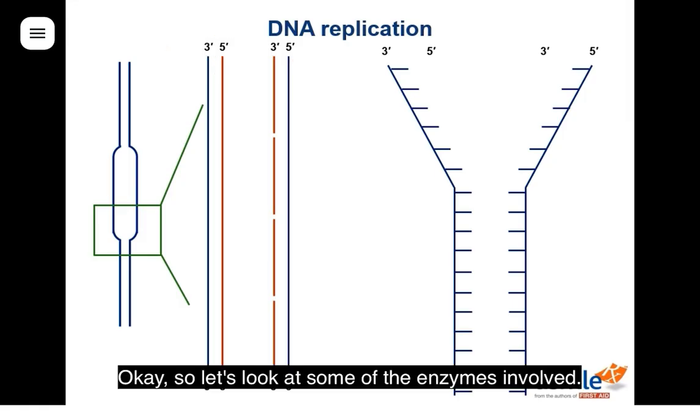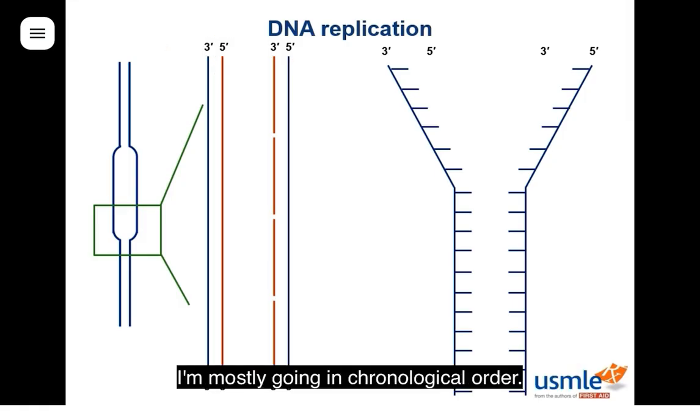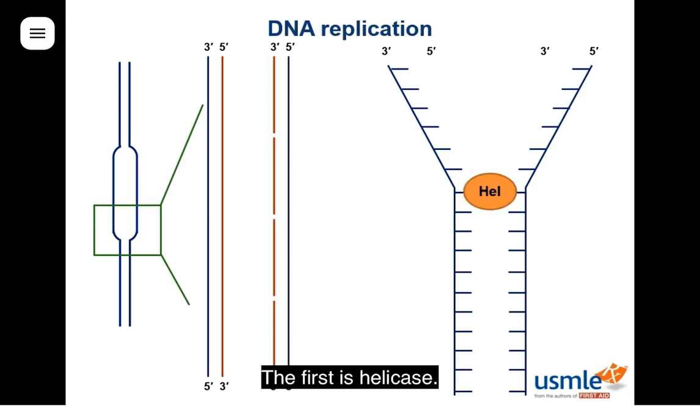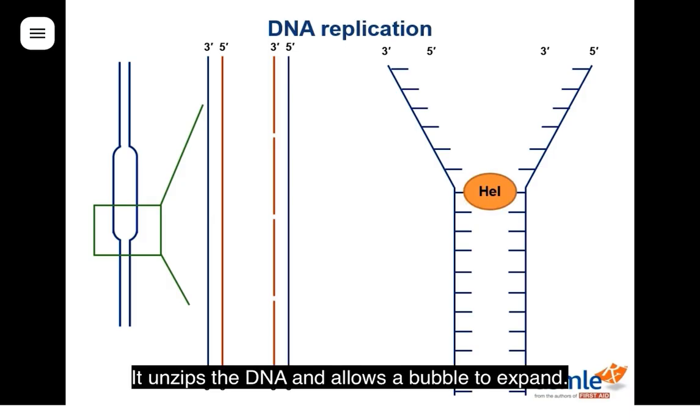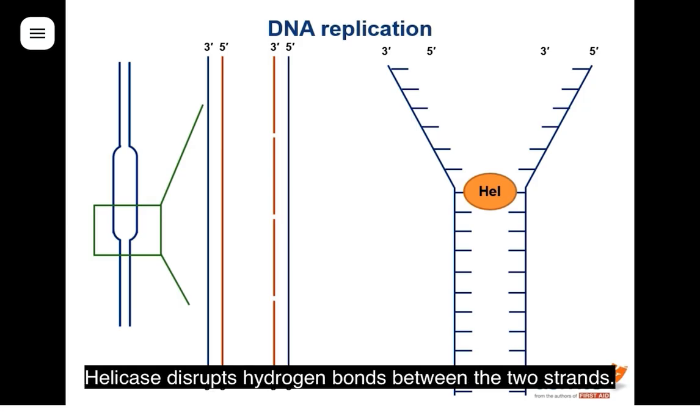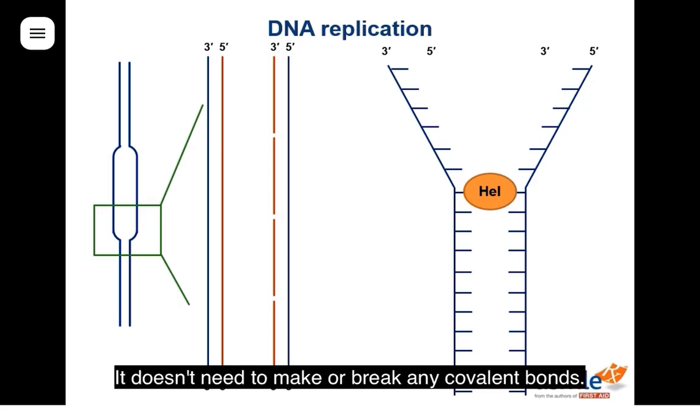Okay, so let's look at some of the enzymes involved. I'll mostly go in chronological order. The first is helicase. So what does helicase do? It unzips the DNA and allows the bubble to expand. A good way to remember this is helicase halves DNA. Helicase disrupts hydrogen bonds between the two strands. It doesn't need to make or break any covalent bonds.